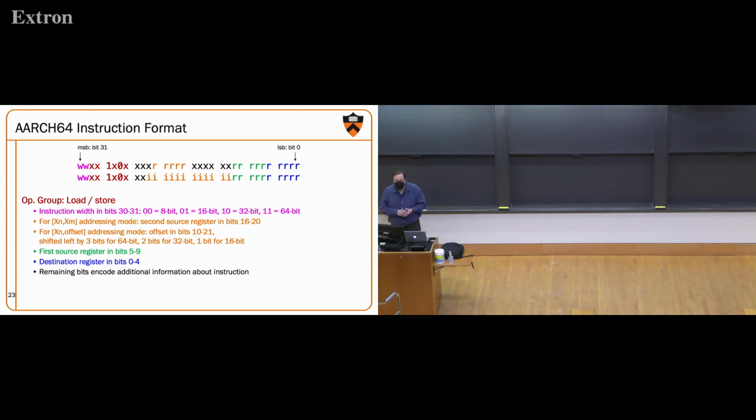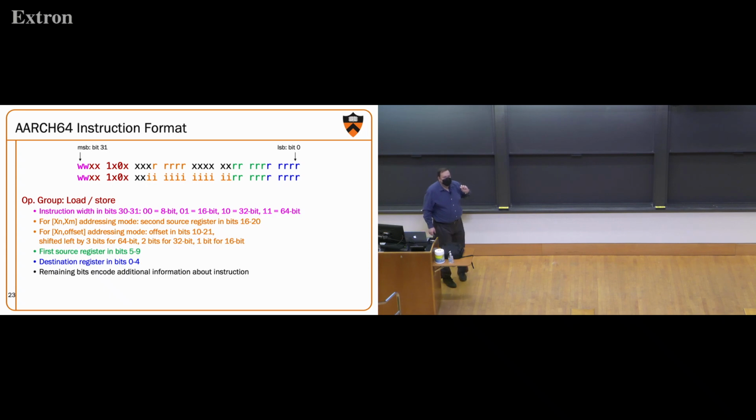These are sort of along the same lines, except that there are two different flavors to account for the different addressing modes that we've encountered. So remember that we talked about addressing modes where you can add two registers and then dereference, or you can take a register and apply an offset and then dereference that. So those correspond to these two different flavors of load and store instructions.